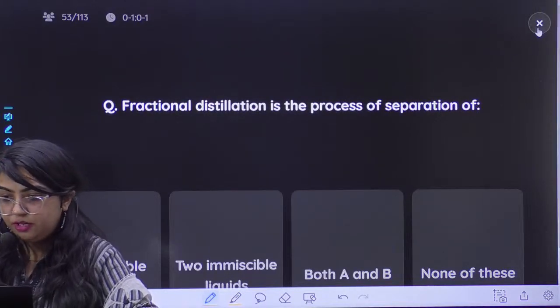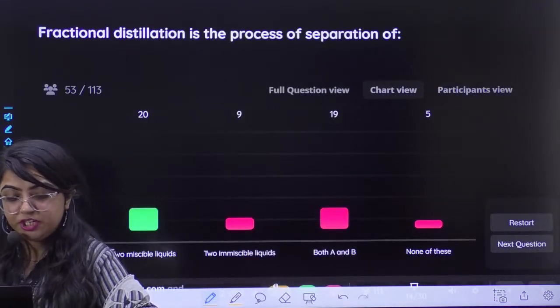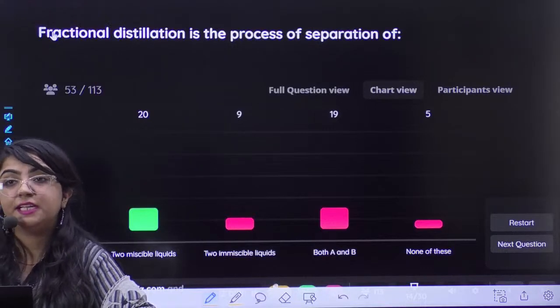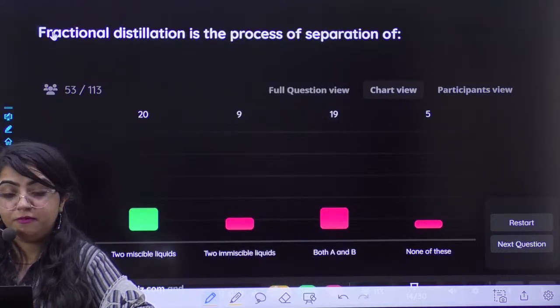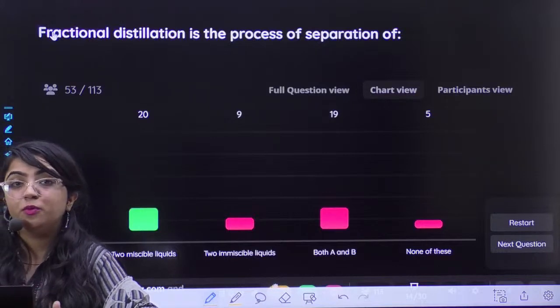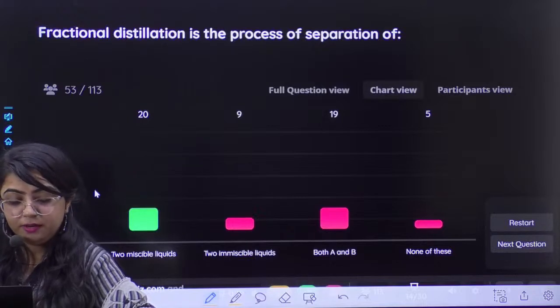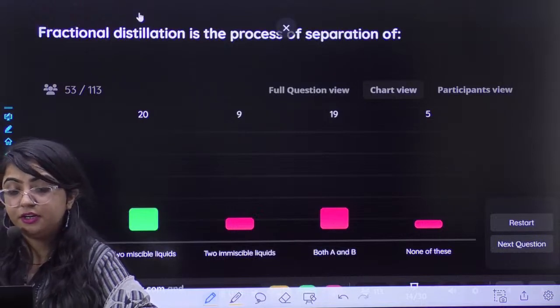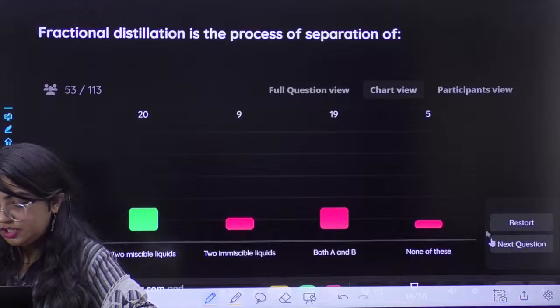Okay, so now we are going to check its correct answer. The correct answer for this question is two miscible liquids. Fractional distillation is the process through which we can separate out two miscible, that is two soluble liquids. Suppose we have mixed alcohol and water, so they both can be separated out using fractional distillation, in which the alcohol and water will get separated out in two different containers. Is it clear to all?